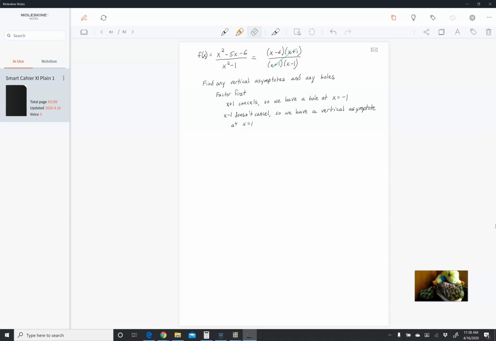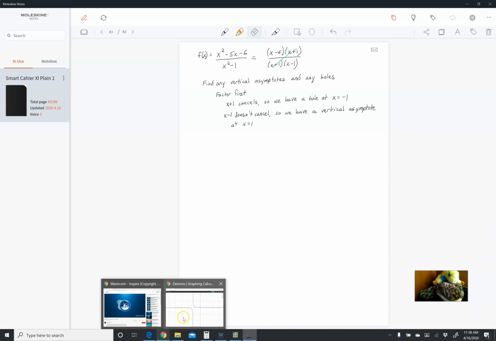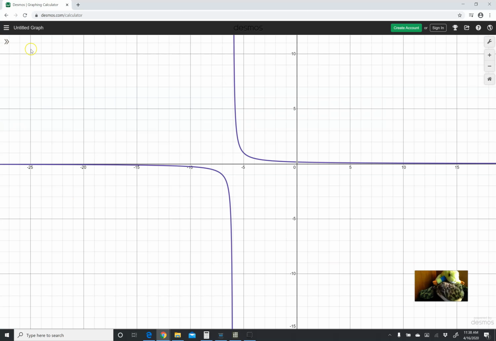But we could talk about horizontal asymptotes too, okay? So a horizontal asymptote, let's take a look at this graph here, okay? You can see that there's a horizontal asymptote at y equals 0, okay?